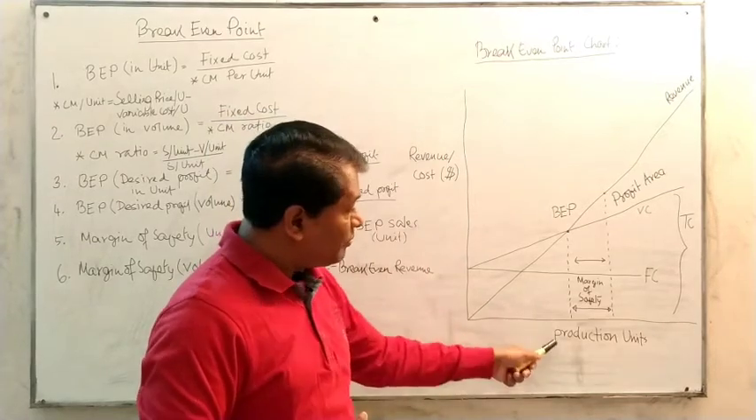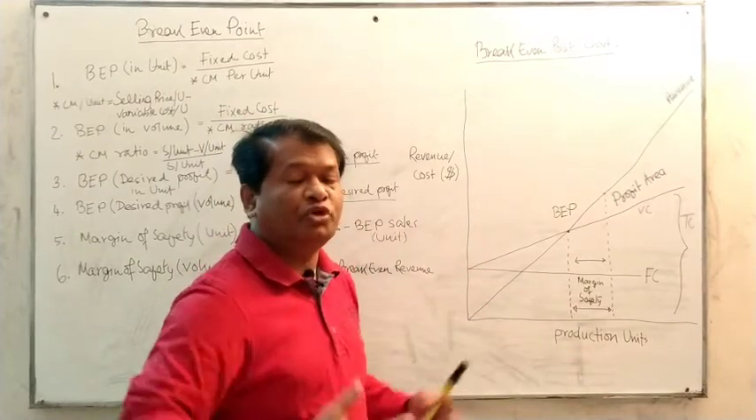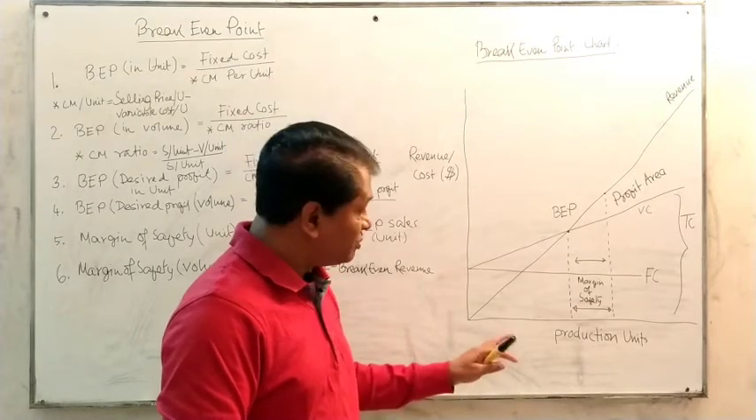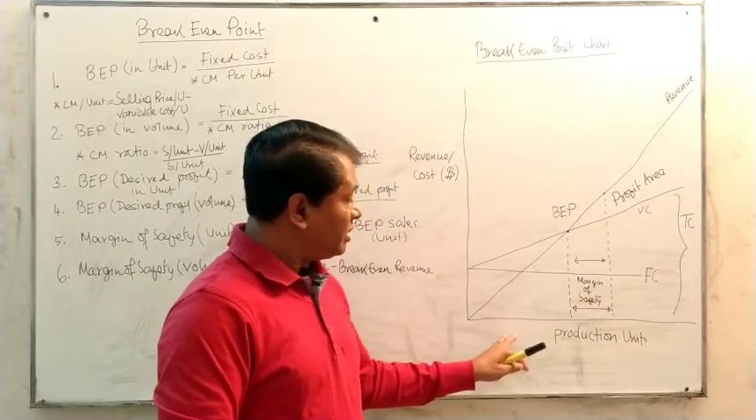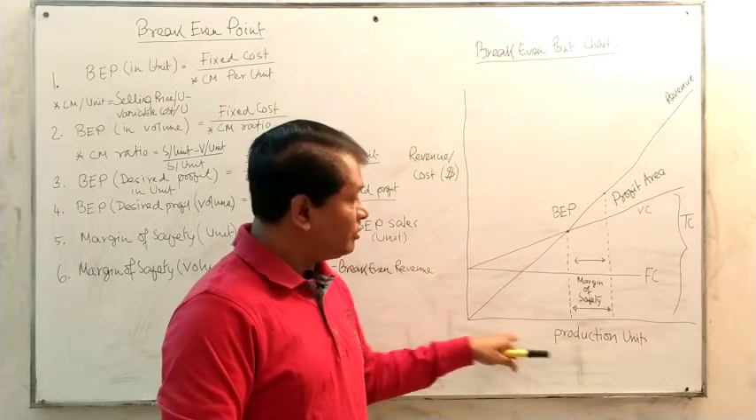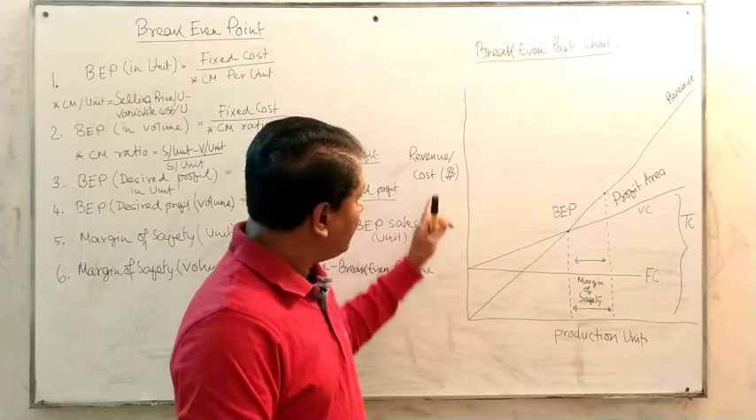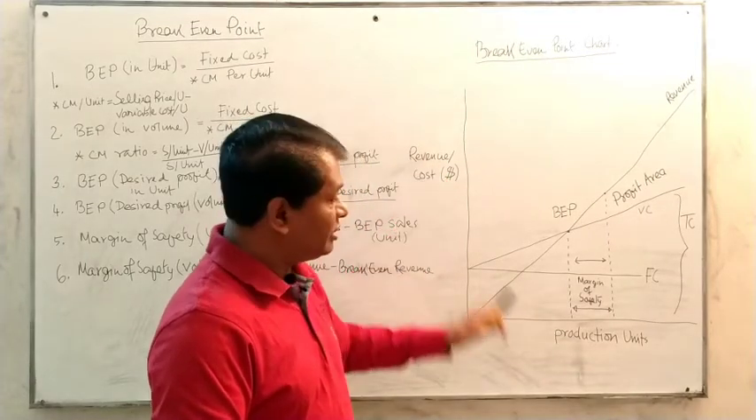On the right-hand side, production units. How many units are going to be produced or sold? That is shown at the bottom of the line. This is the production units. Here the cost or revenue, and here the production units.